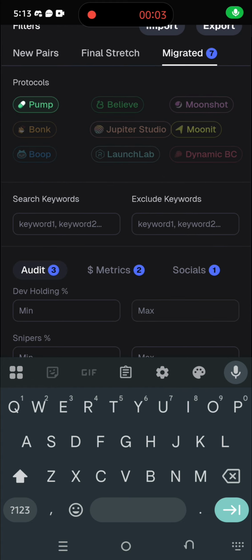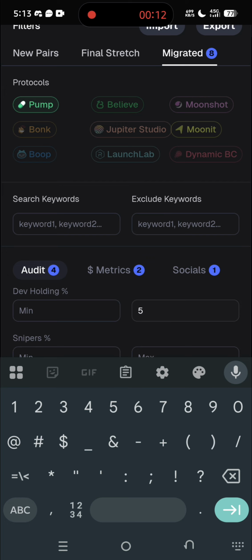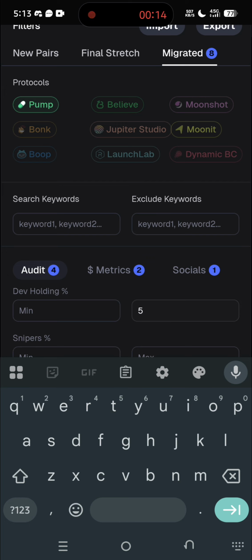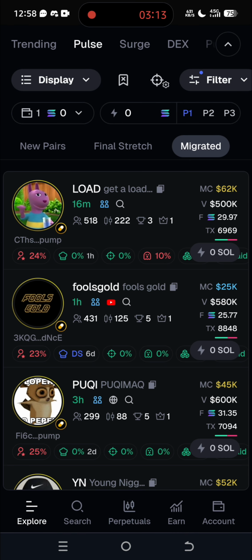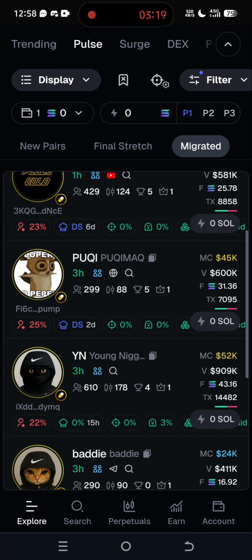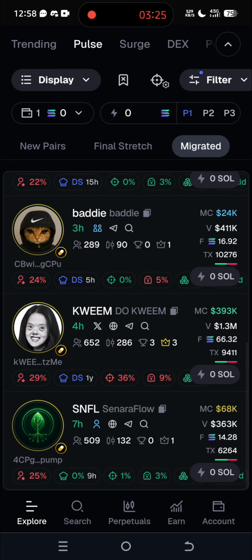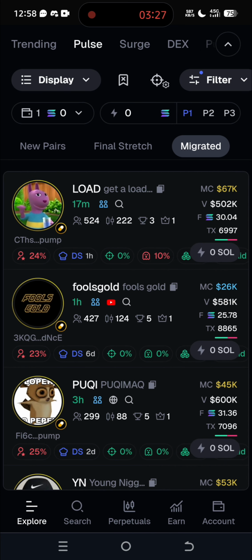Dev holding. The dev is the person that created the token. The dev should not be holding more than 5% of the token. So the max should be 5. The dev should not be holding more than 5% of the total supply of the token. So I think that is it. Then these are the tokens that are available for us to trade. Now I can make my research, check on the volume, check on the time, and be able to trade and make profits.